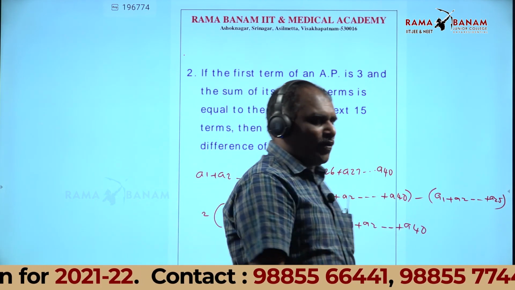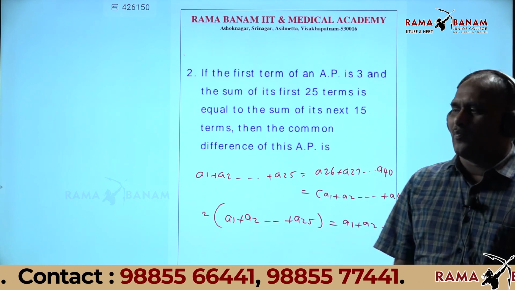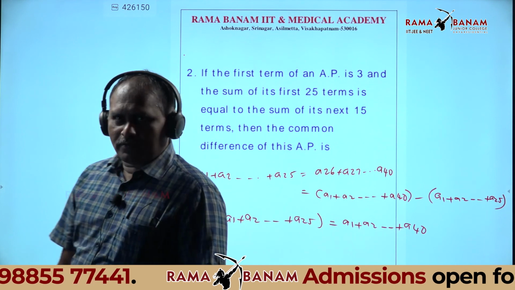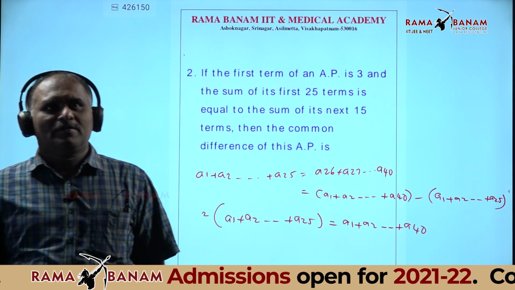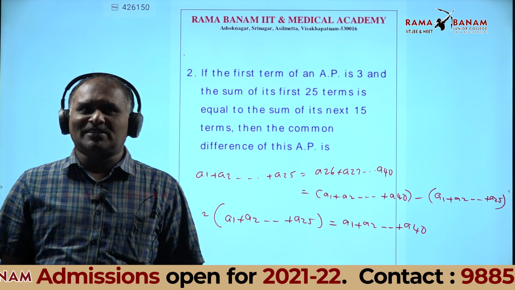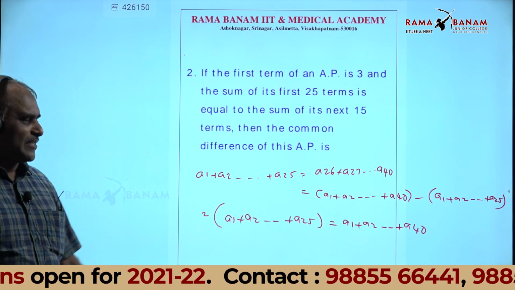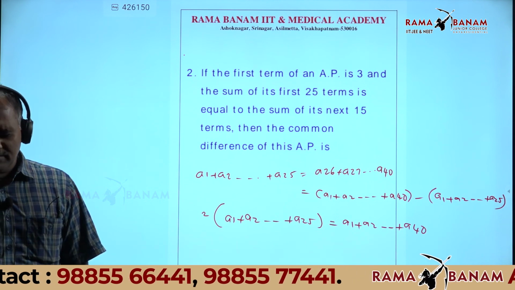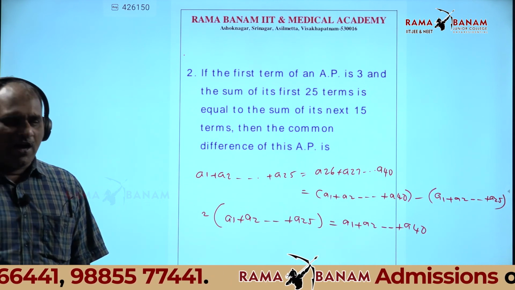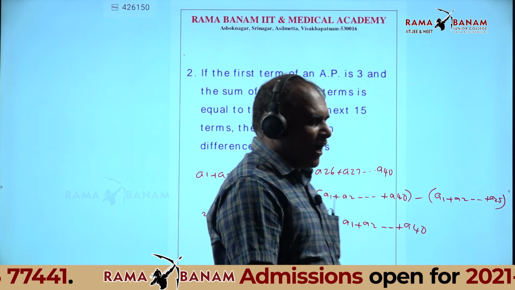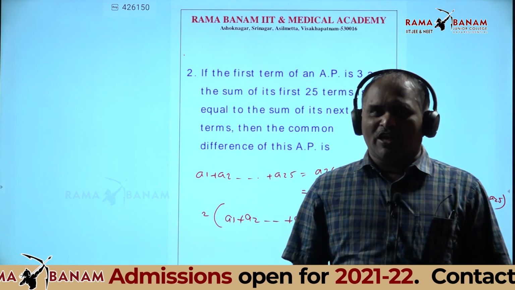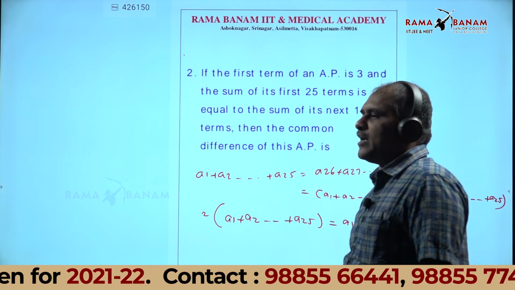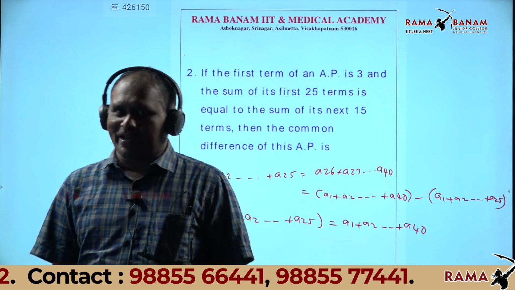What is the sum of 25 terms formula? 25 by 2 into 2a plus 24d. How to find the sum of 40 terms? 40 by 2 into 2a plus 39d. The a value is already given, so you can find the d value. What is asked is the common difference only. You can do this question.